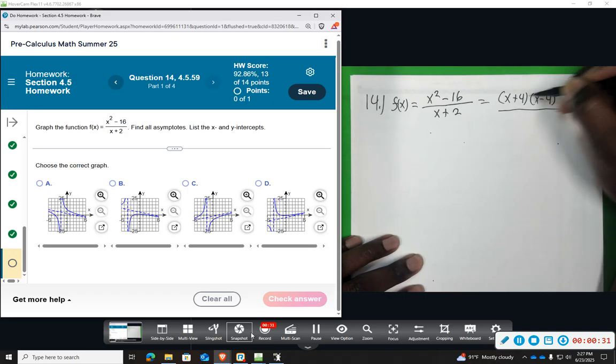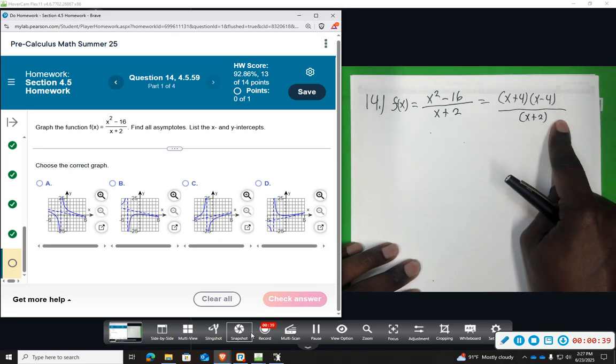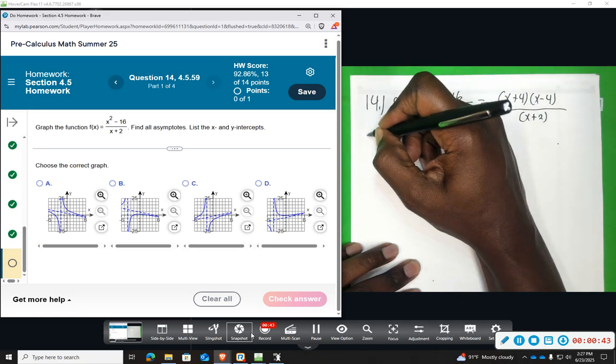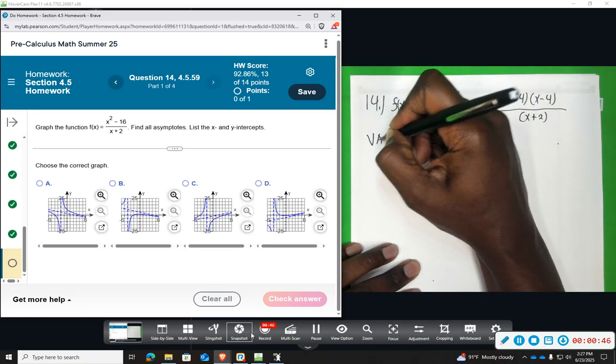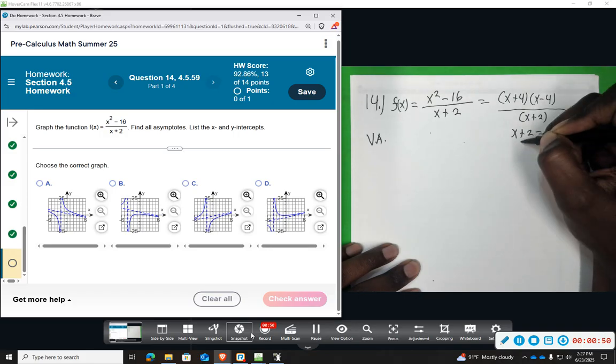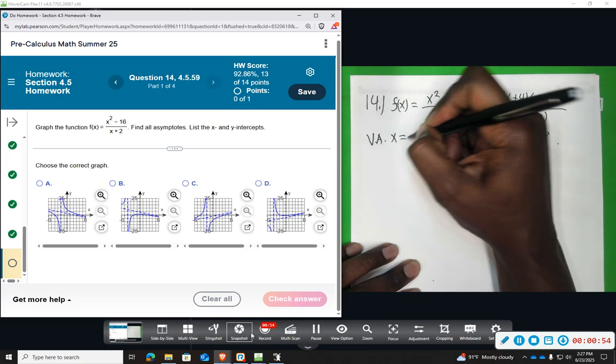Okay, so factoring out the top just kind of helps me to see if anything will cancel out on the bottom. Okay, so there's no common factors. So I can look at this problem and say, okay, my denominator, x plus 2, that will give me a vertical asymptote when I set that equal to 0, of x equals negative 2. So that would be my vertical asymptote.